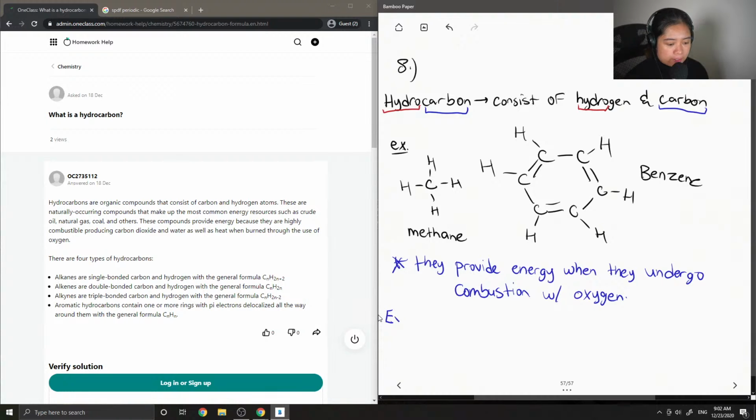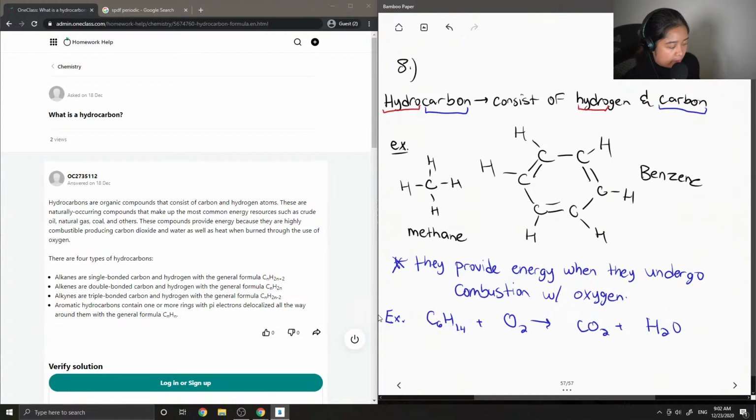Okay, so let's have an example of a combustion reaction. So typically, you have your hydrocarbon. So for example, let's say hexane. And combustion reactions will always have oxygen as a reactant, and the products will be CO2 plus water.